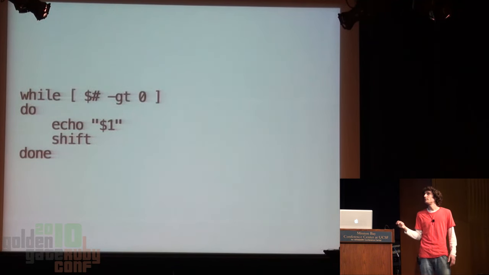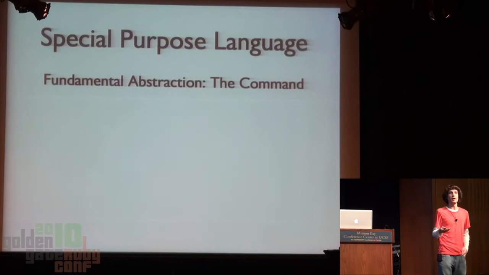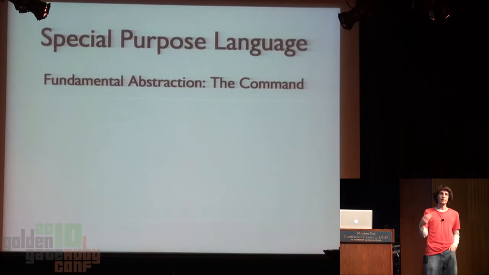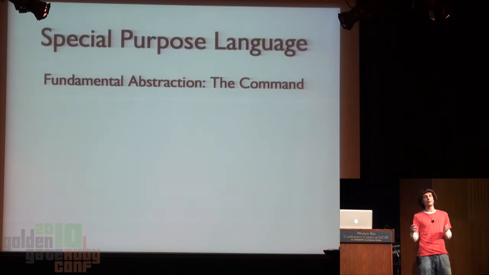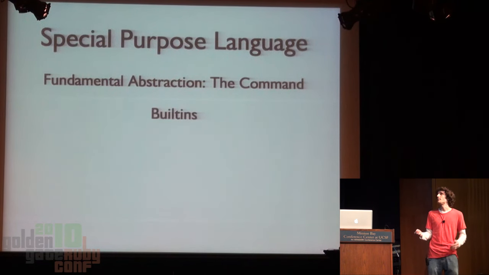There it is the other way. Just kind of see. So again, I just think it's kind of mind-blowing that shell looks like a general purpose language, but really it's a special purpose language where the fundamental abstraction is the command. Almost everything that the shell knows how to do is either about executing commands, assembling them into pipelines, assembling them into and or lists, things like that. And that's really all that it does. It doesn't know anything else.